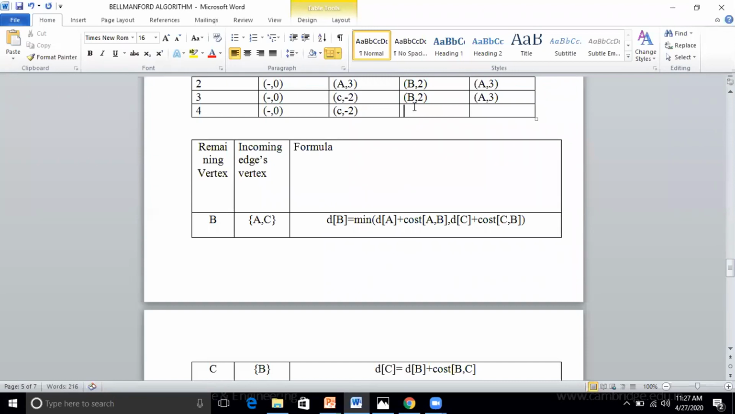But via B, minus 3. Now, via A or via D, you get the same value, A comma 3 itself. Now you check, can you see there is a difference between previous iteration and this iteration? Which values changed? B comma 1, C values. So now, since the values changed, this graph has a negative cycle.